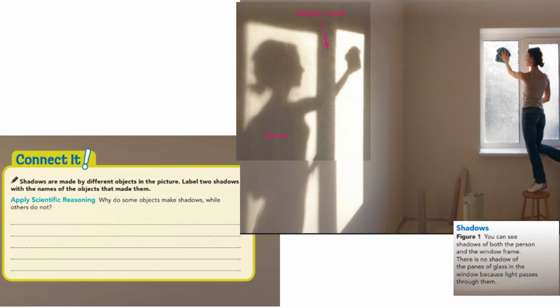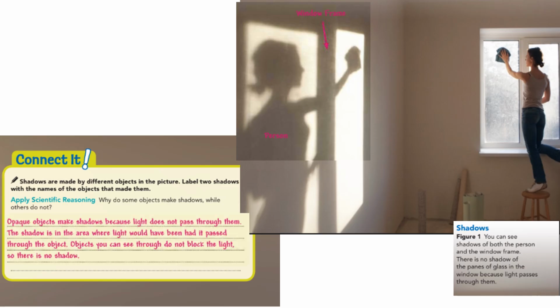Shadows, figure 1. You can see shadows of both the person and the window frame. There is no shadow of the panes of glass in the window because light passes through them. So, to answer our question, why do some objects make shadows while others do not? Opaque objects make shadows because light does not pass through them. The shadow is in the area where light would have been had it passed through the object. Objects you can see through do not block the light, so there's no shadow.